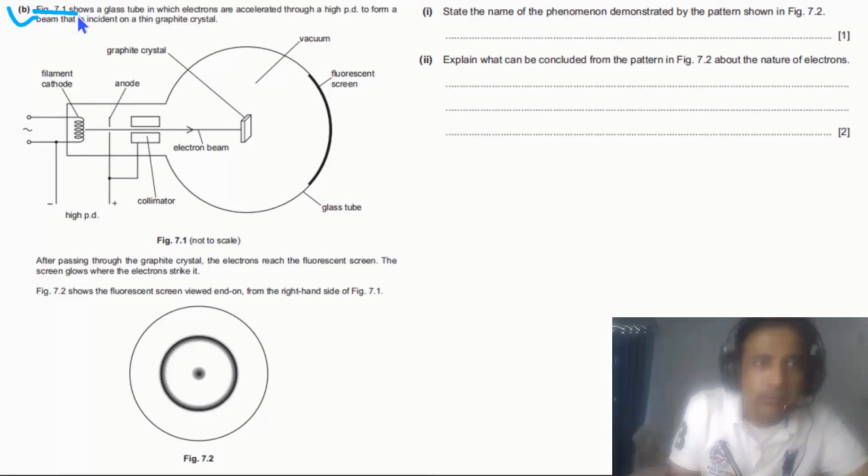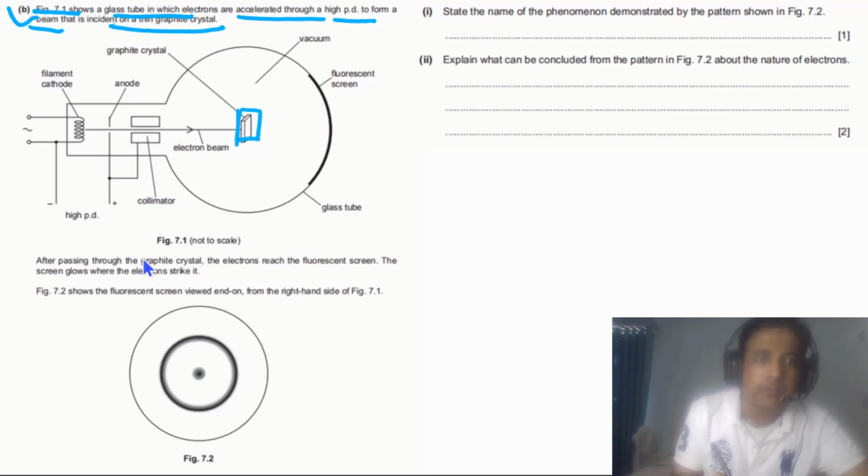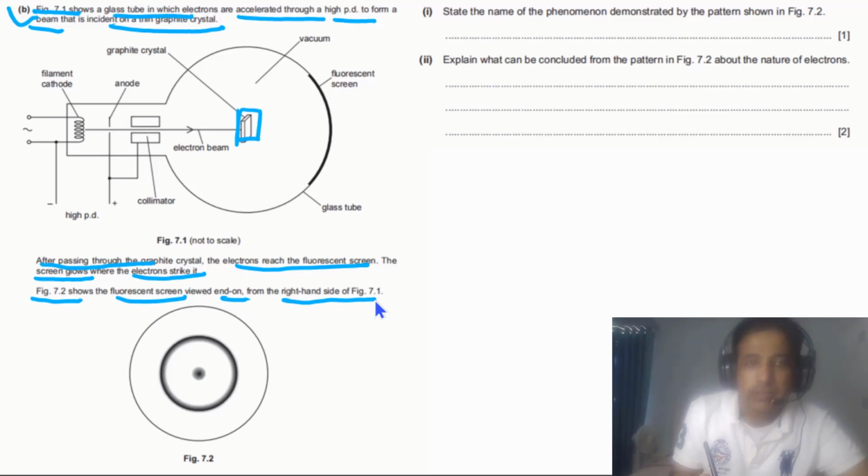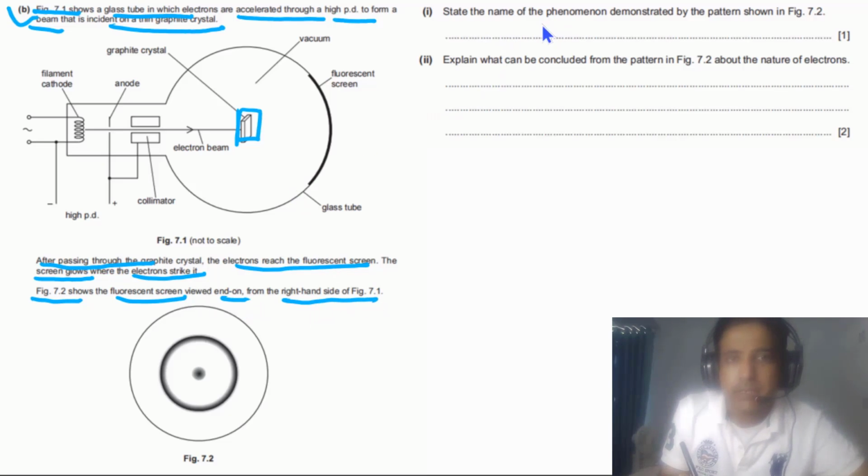Part B says figure 7.1 shows a glass tube in which electrons are accelerated through a high potential difference to form a beam that is incident on a thin graphite crystal. So here we have the thin graphite crystal. After passing through the graphite crystal, the electrons reach the fluorescent screen. The screen glows where the electrons strike the screen. Figure 7.2 shows the fluorescent screen viewed end on from the right hand side of figure 7.1. State the name of the phenomenon demonstrated by the pattern shown in figure 7.2.